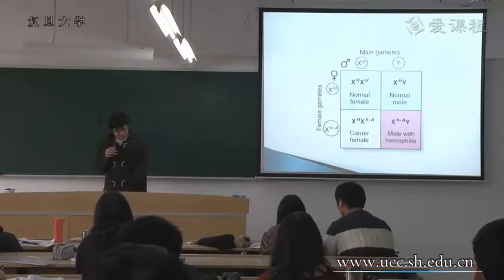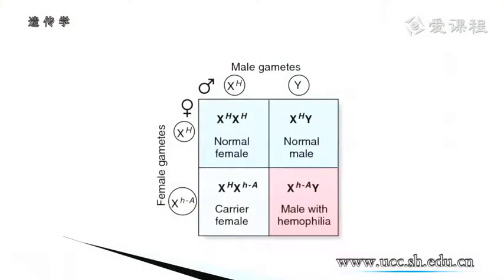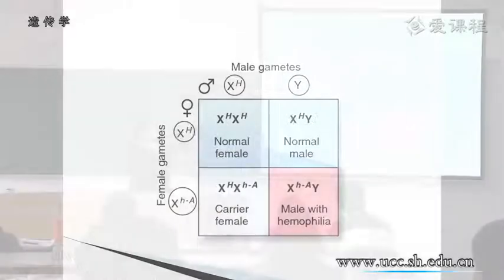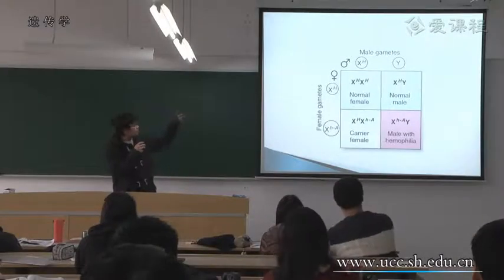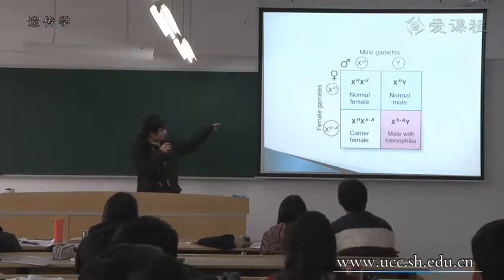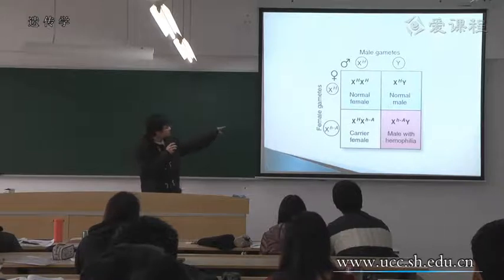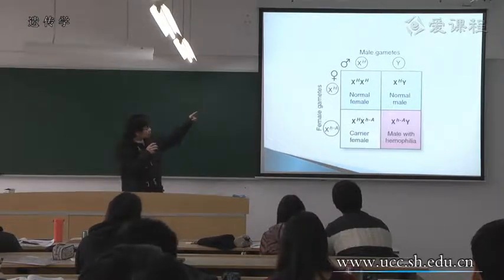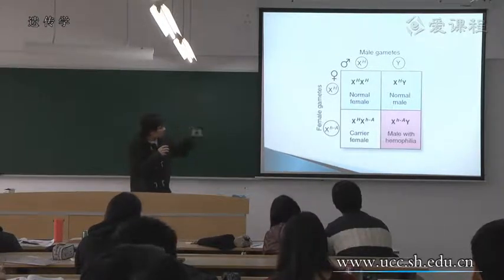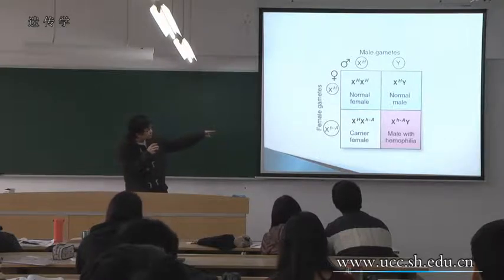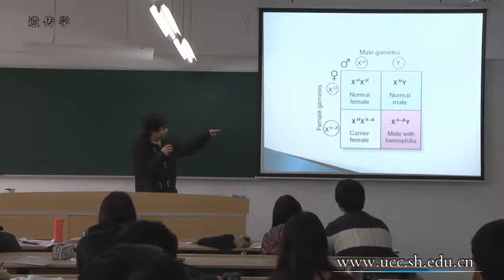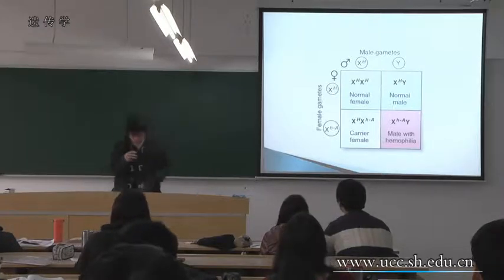This is an example of female gametes with male gametes. The female is a carrier and the male is normal. If this female carrier marries a normal male, there is a 25% chance that their son will have hemophilia.